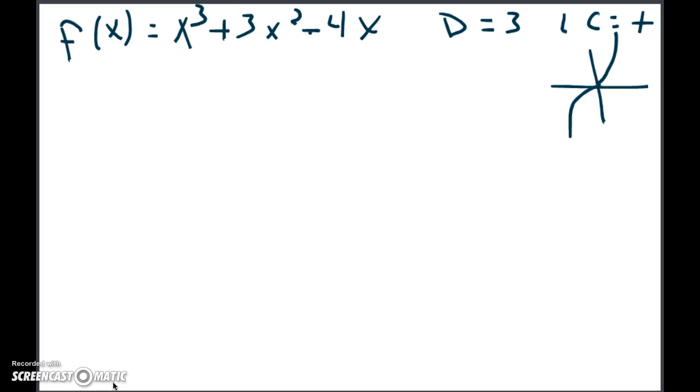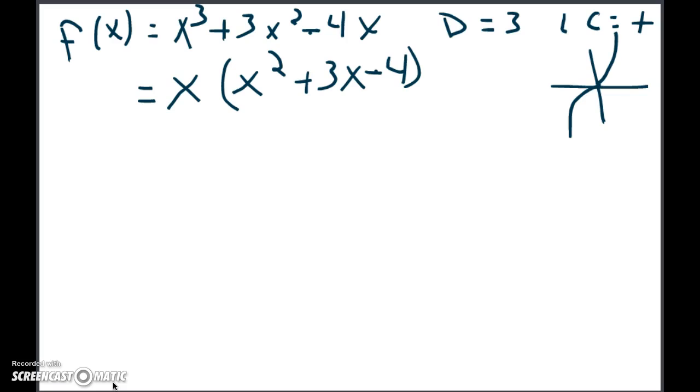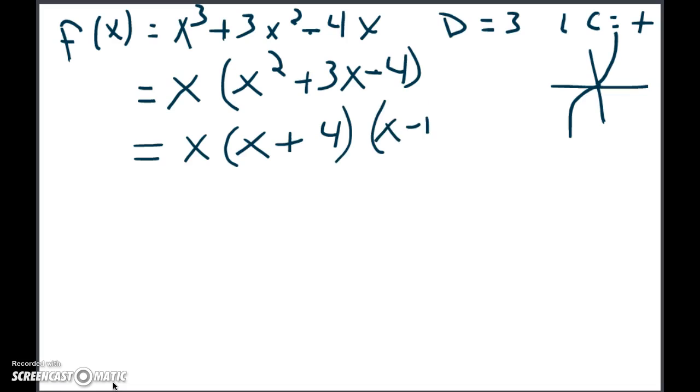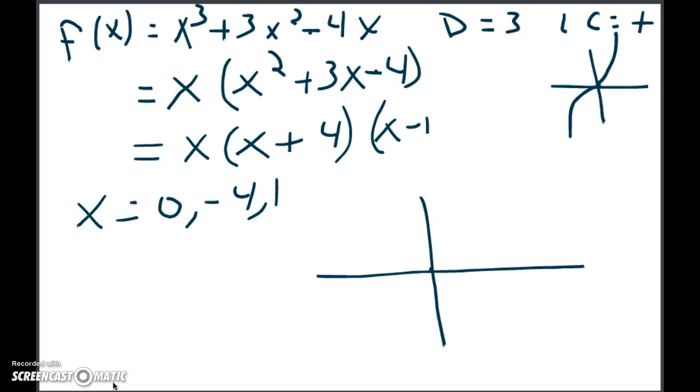Let's find the zeros. To do that, I'm going to factor it. So I get x times x squared plus 3x minus 4. That equals x times x plus 4, x minus 1. So the zeros are x equals 0, negative 4, and 1. So using what I now know, the zeros are 0, negative 4, positive 1.